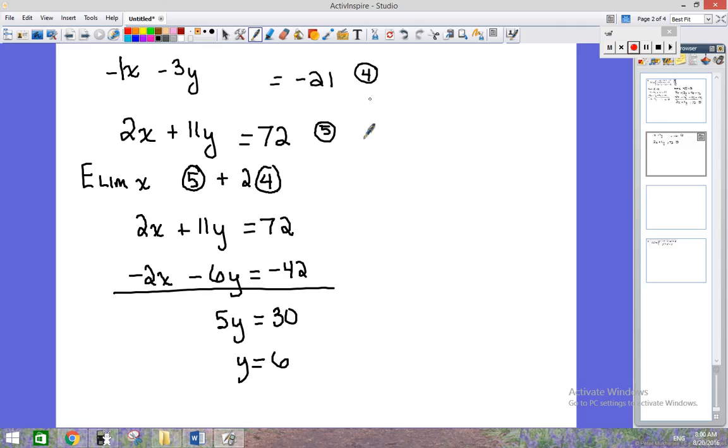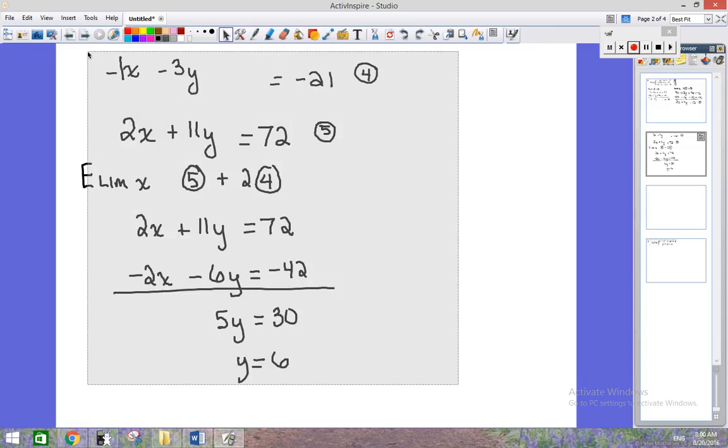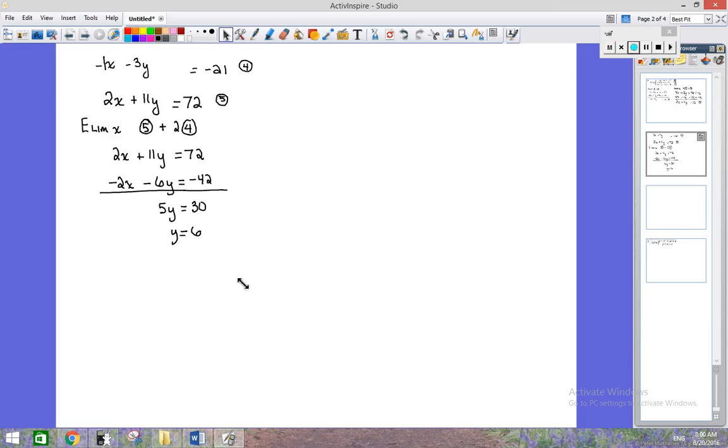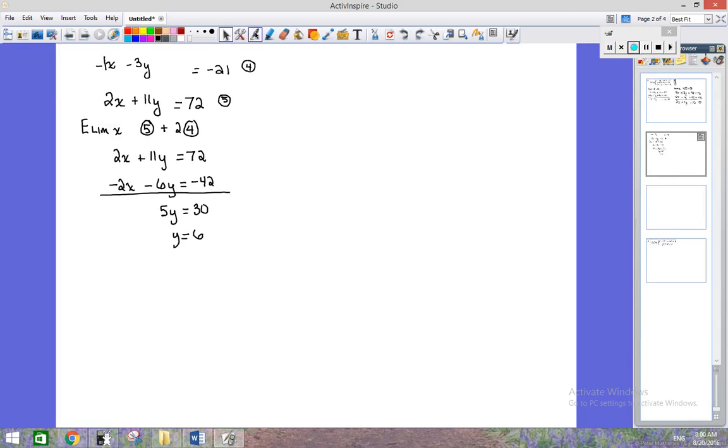So I can now return to the immediate pair of equations above there and use either one, use equation 4 or equation 5 to solve for x. Let's shrink this up a little bit. And I'm just going to plug it into equation 4. So equation 4 has the opposite of x minus 3 times y. But we just discovered that y was equal to 6, so we can substitute. We replace the variable y with its known value of 6.